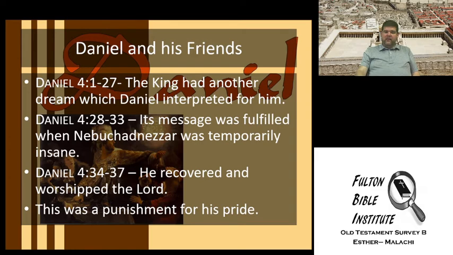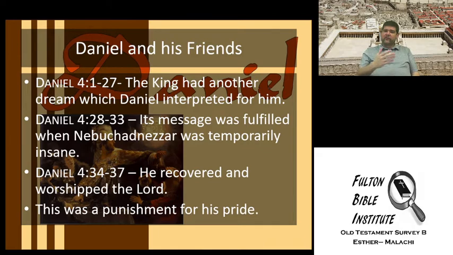He eats the grass, and then it says finally, about verse 34, he looks up into heaven and acknowledges who God is, that God is the God of this world, God is the God of creation. Then it says Nebuchadnezzar regains his cognitive abilities, and he worships God. And he serves God. And again, this is punishment for his pride.